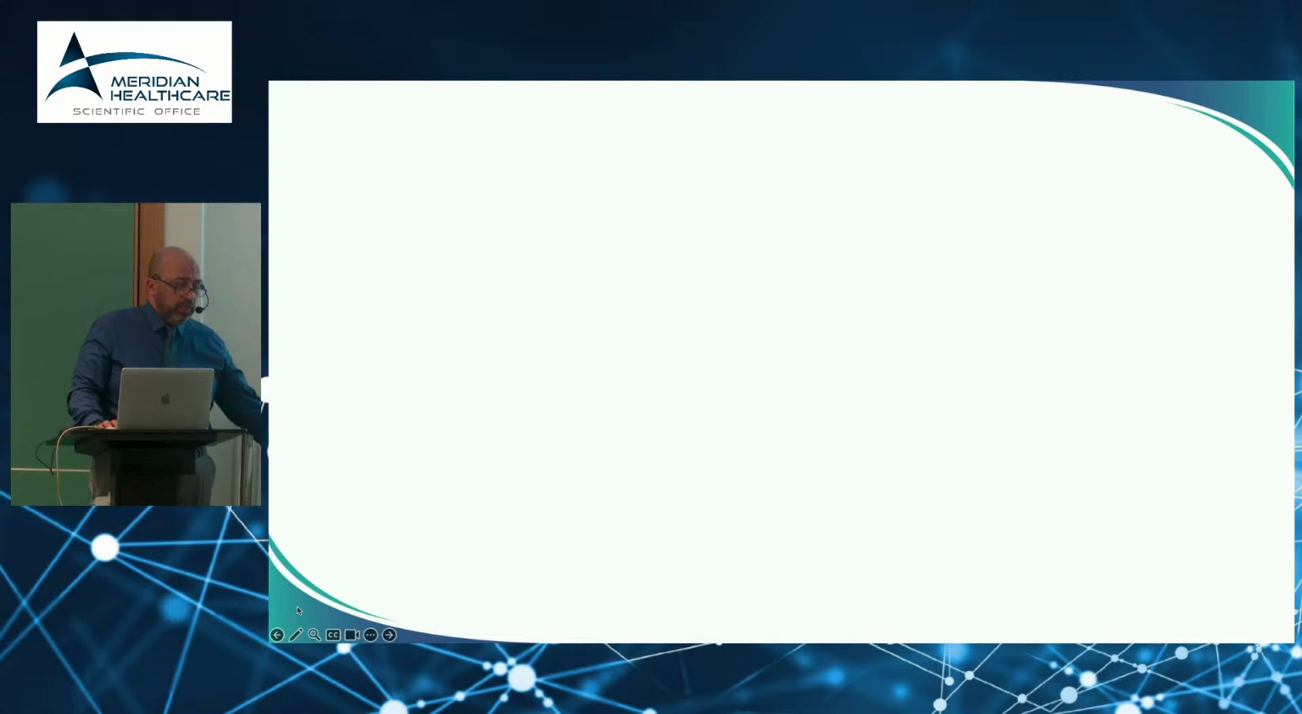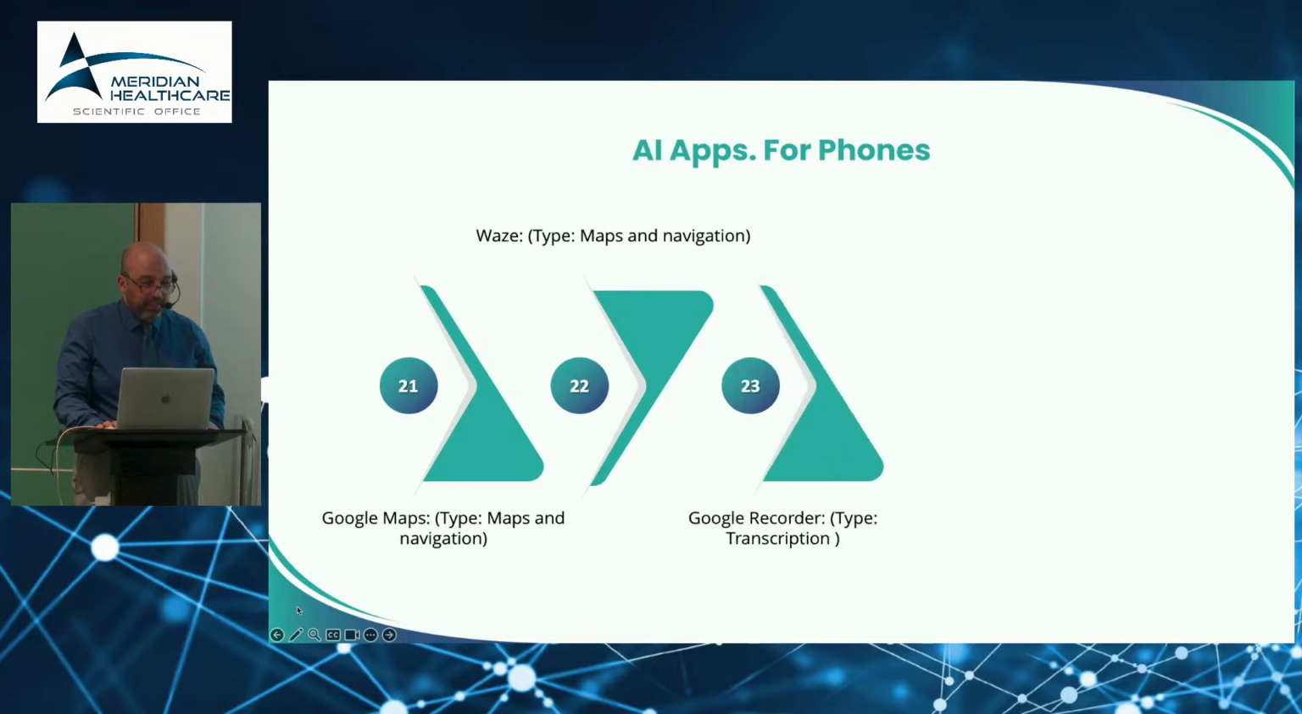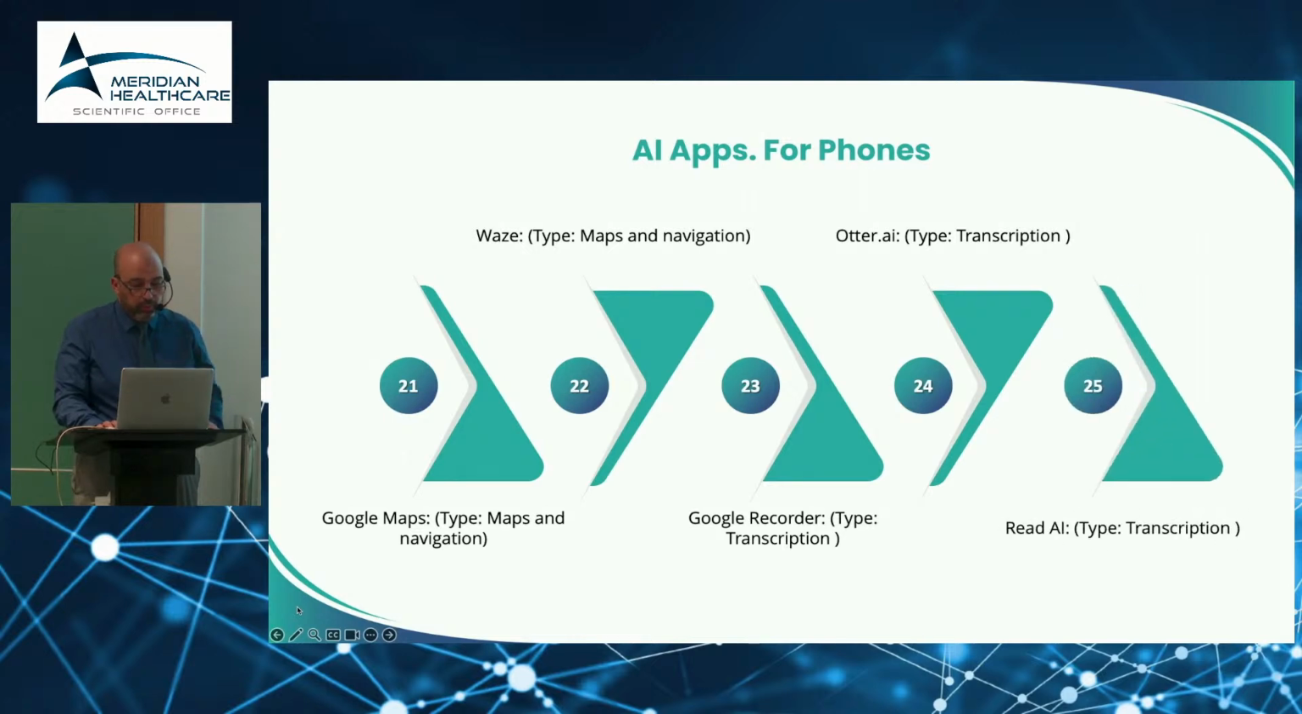Some applications can calculate calories. You can scan food or drink and ask it to calculate the calories of this food or these fruits or whatever, and calculate the daily calories that you consume every day. Google Maps, all of us are using Google Maps. The same with Google Recorder. We have Otter, which we showed to you.